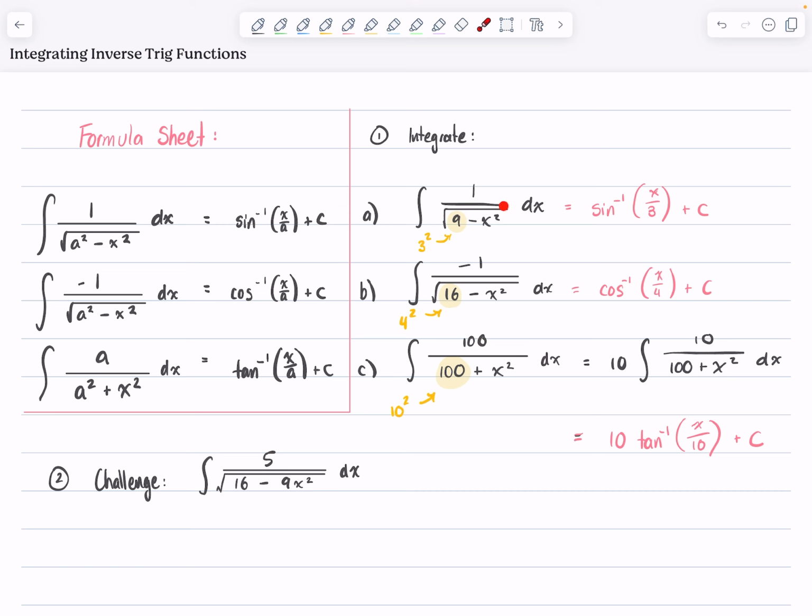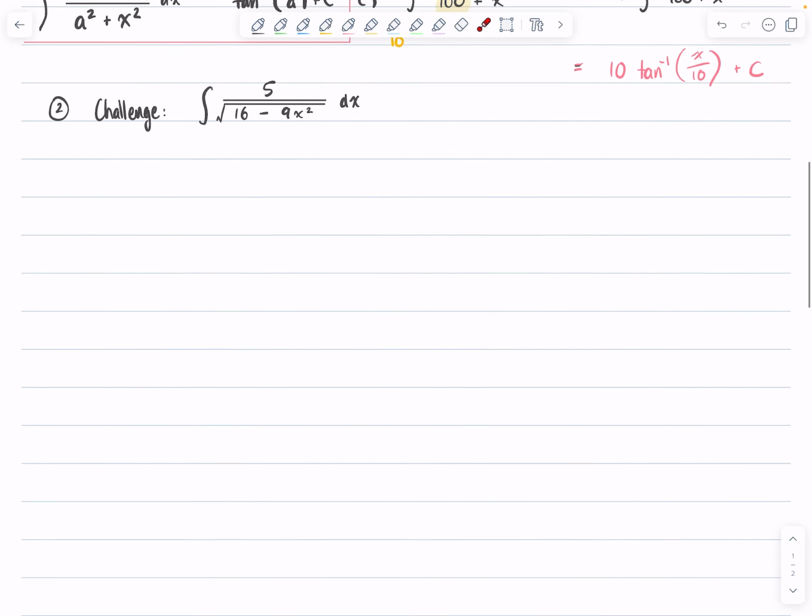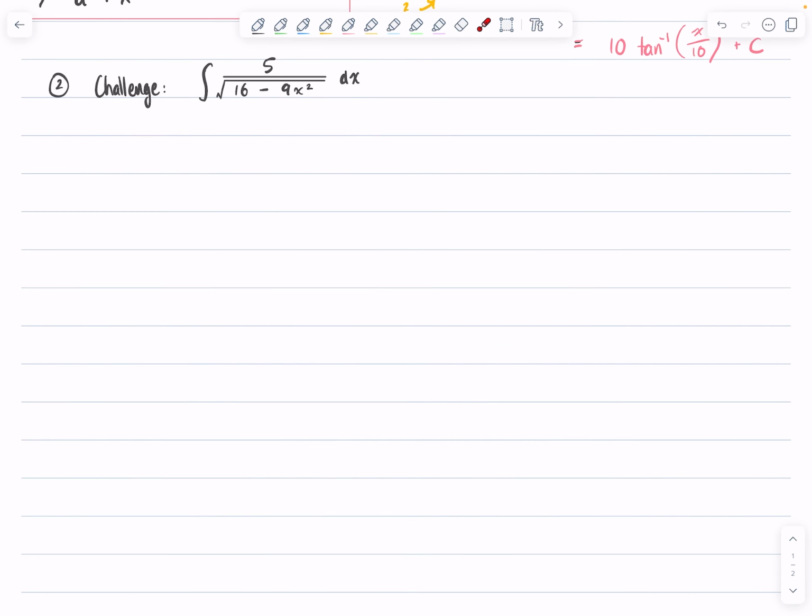Part of the battle with these types of questions is to recognize which inverse trig function to use, and also whether you need to manipulate it or not. Now, a more challenging question is down here, and we're going to go through this step by step because these are going to be the ones that you just need to think through a little bit and apply more steps to. These are going to be complex, familiar type questions.